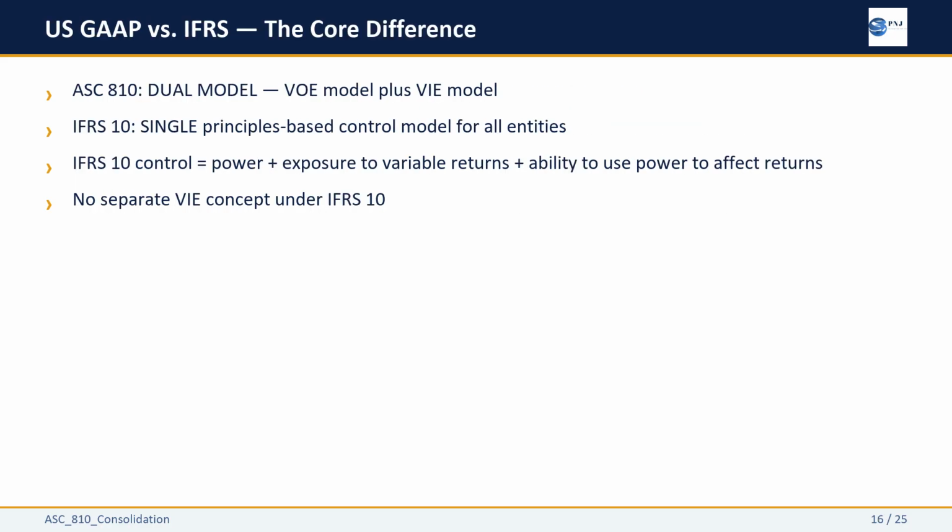The fundamental difference between US GAAP and IFRS on consolidation. ASC 810 uses 2 separate models applied in sequence. IFRS 10 uses one principles-based definition of control, power, exposure to variable returns, and the ability to use power to affect those returns applied to every entity. There is no separate VIE concept under IFRS. When converting from IFRS to US GAAP, every structured entity must be reassessed under the ASC 810 VIE model from scratch. The IFRS conclusion does not transfer.